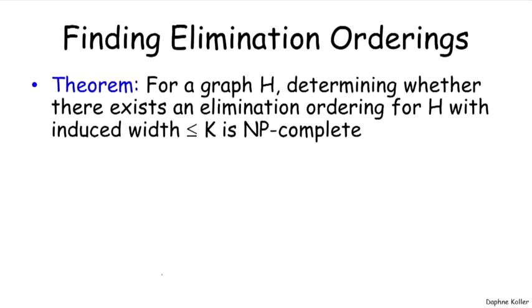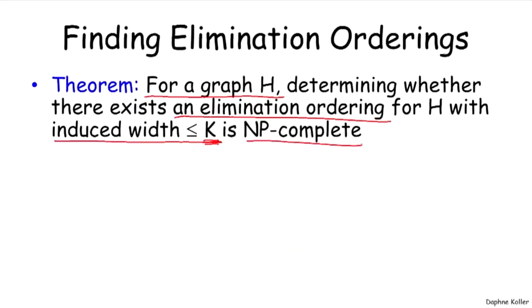So the following problem is NP-hard also. For graph H, determining whether there exists any elimination ordering alpha for which the induced width is less than or equal to some fixed value k, that problem is NP-complete. So you might say to yourself, well, that's not surprising. I mean, probabilistic inference is NP-complete, so obviously finding a really good elimination ordering is going to be NP-complete.